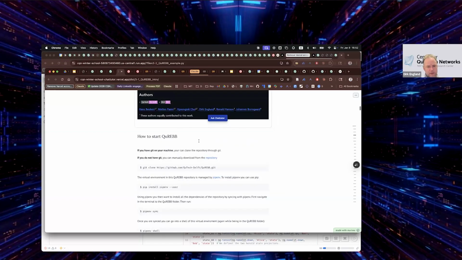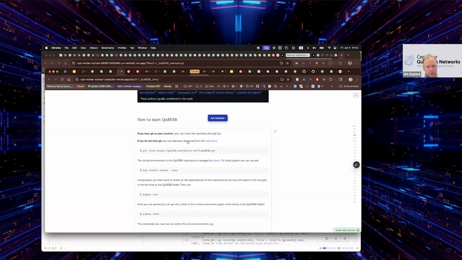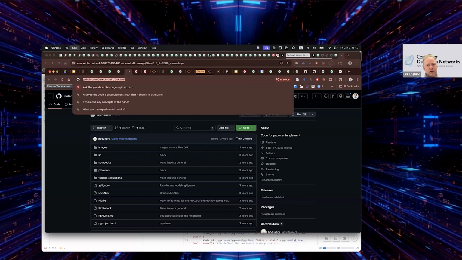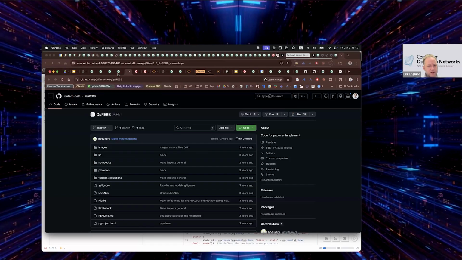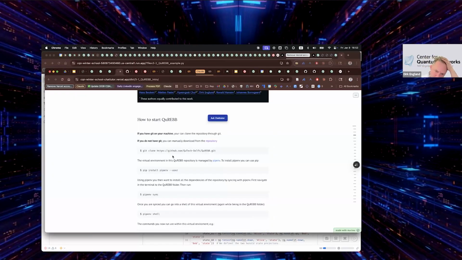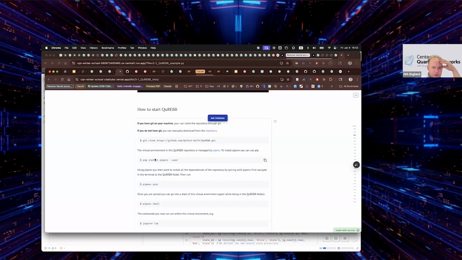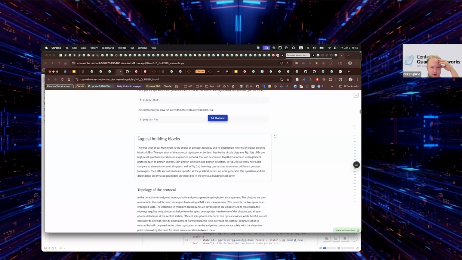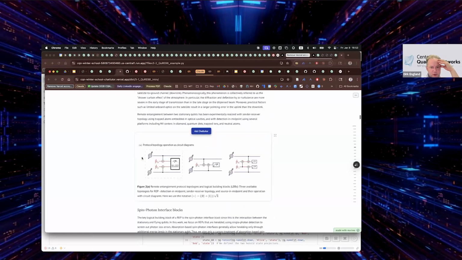And so to get this started, you can download QREP from this repo here. Actually, do people see my whole screen? So the repo is here. I'm going to share it if you want to just download it locally. But let's see what's inside and look at some examples. You can do this with pip install. And it presents you with the logical building blocks that we just looked at a moment ago. These are the logical building blocks.